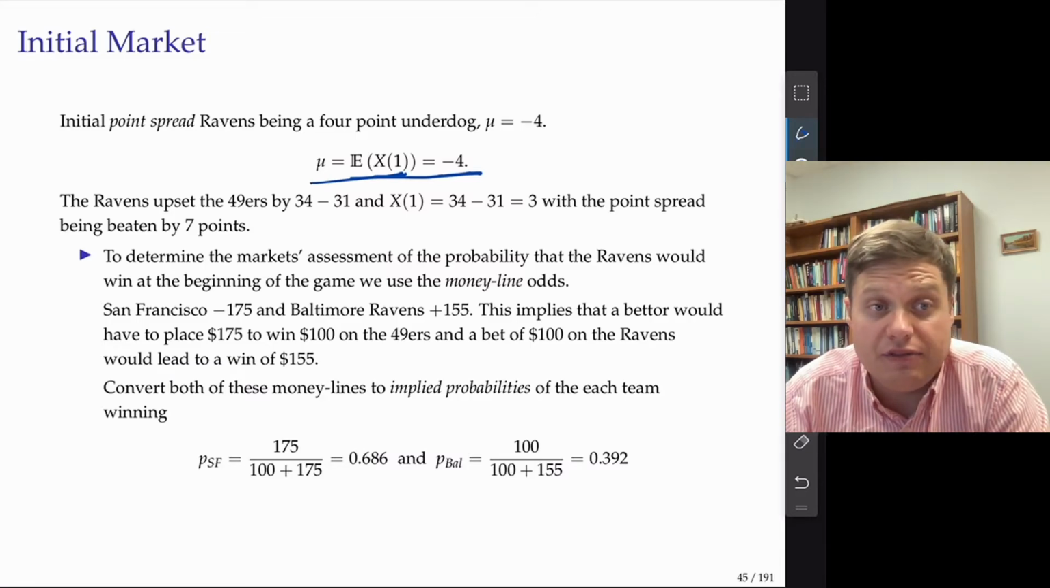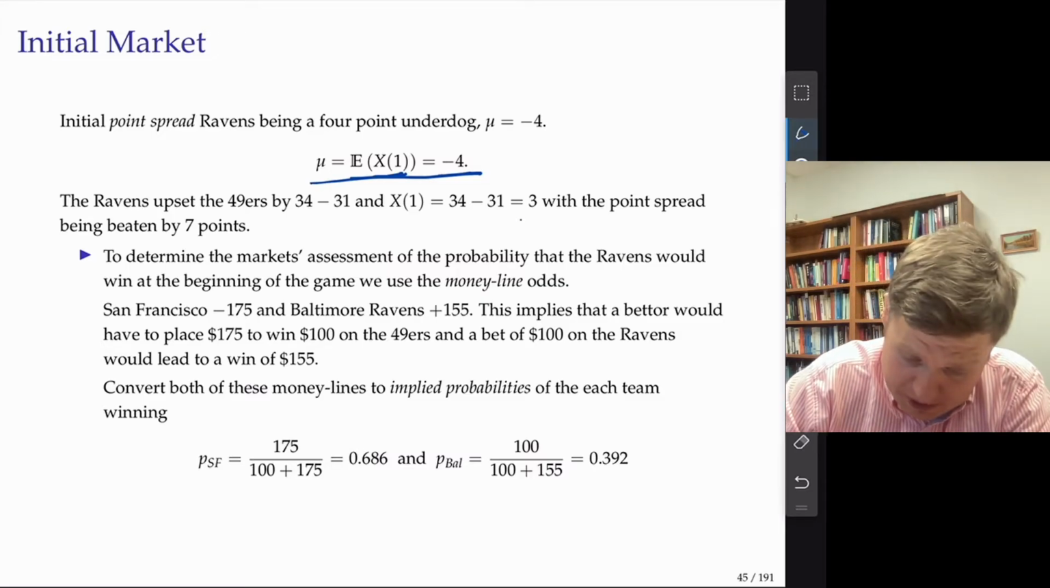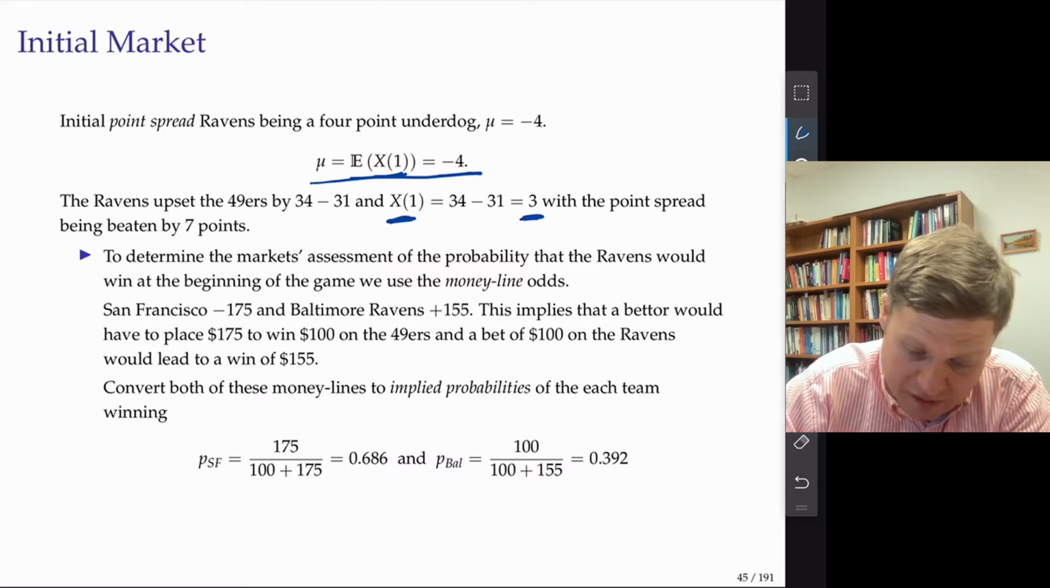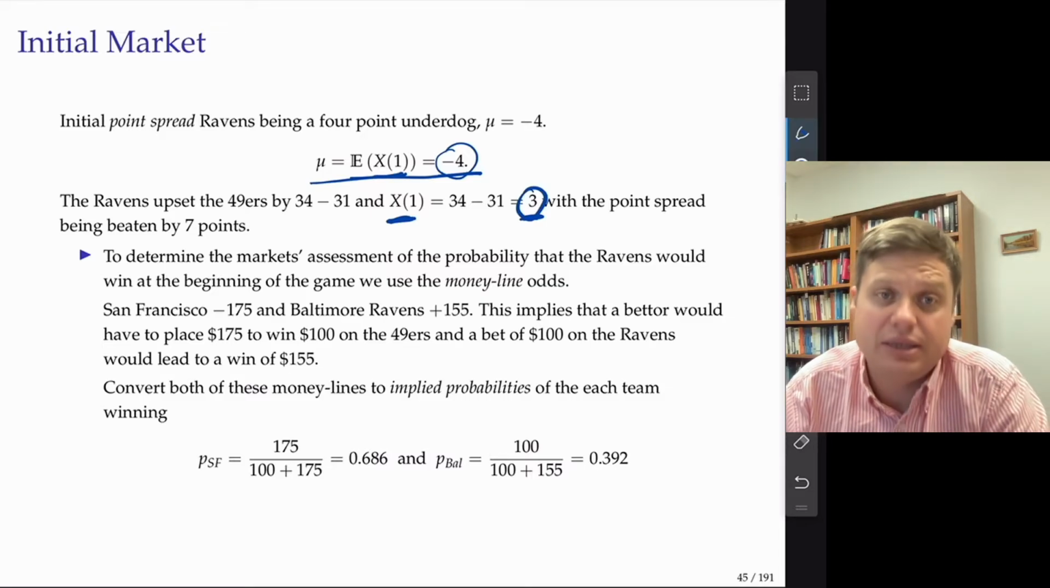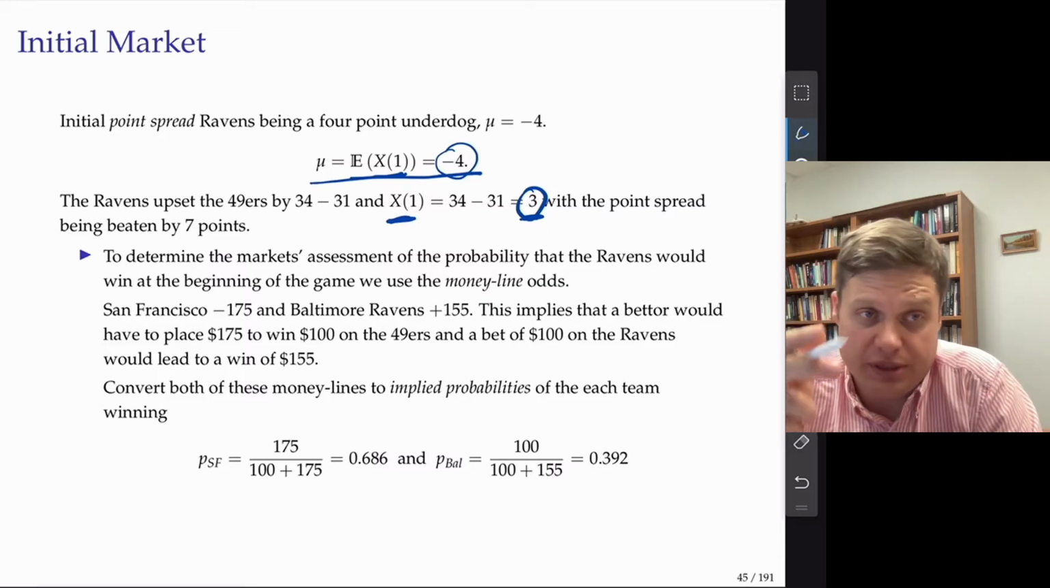And in fact, Ravens upset 49ers by 34 minus 31. So they upset by 3. So this is the actually observed value. So that was our expected value. And that is our observed value, which means that they were 7 points away from what the book predicted.